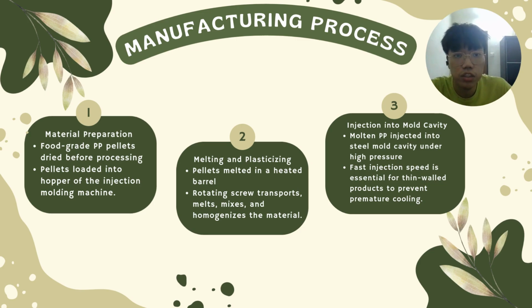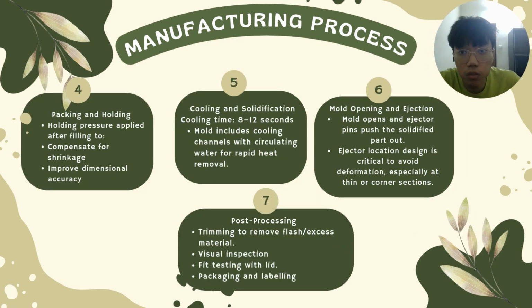And third is the injection into the mold cavity. Molten polypropylene is injected into the steel mold cavity under high pressure. Fast injection speed is essential for thin wall products to prevent premature cooling. The fourth is packing and holding. It is to hold the pressure applied after filling, compensate for shrinkage, and improve dimensional accuracy.